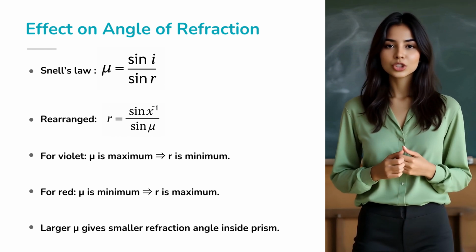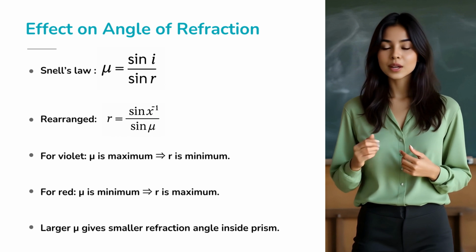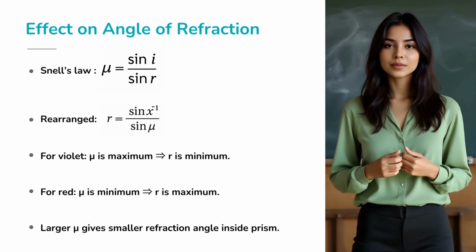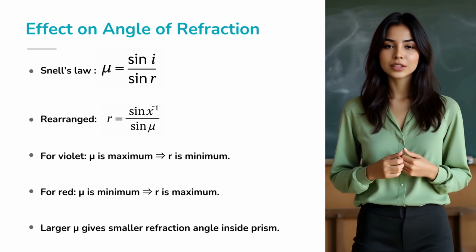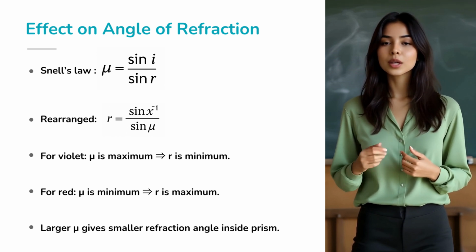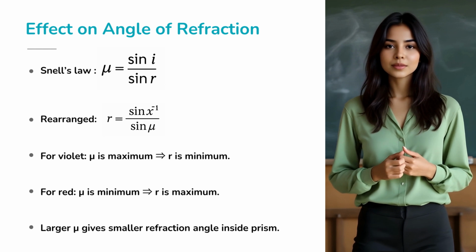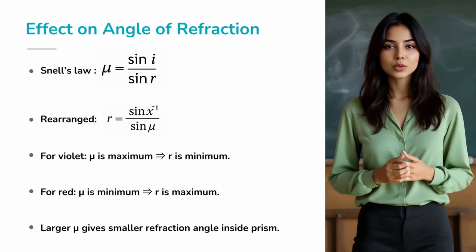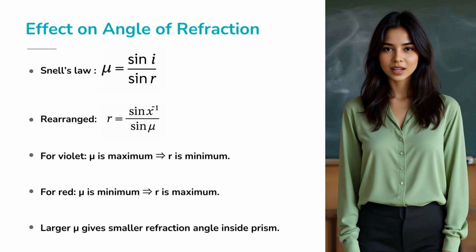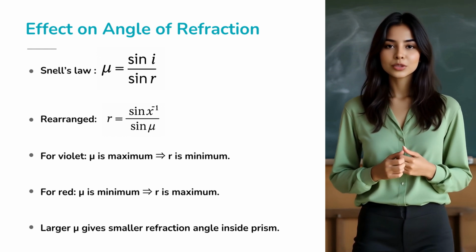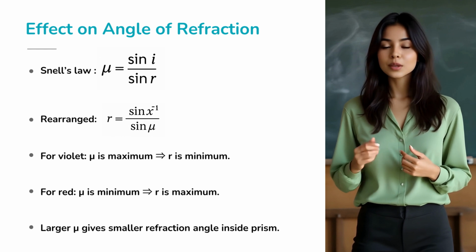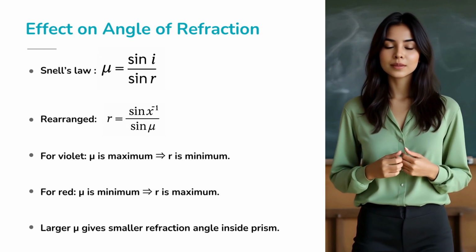Now watch the logic unfold. When mu is bigger, r becomes smaller. That means violet, which has the largest mu, bends more sharply, giving a smaller refraction angle. Red, with the smallest mu, bends the least, giving a larger refraction angle. So, inside the prism, violet dives in steeply while red takes a wider path.